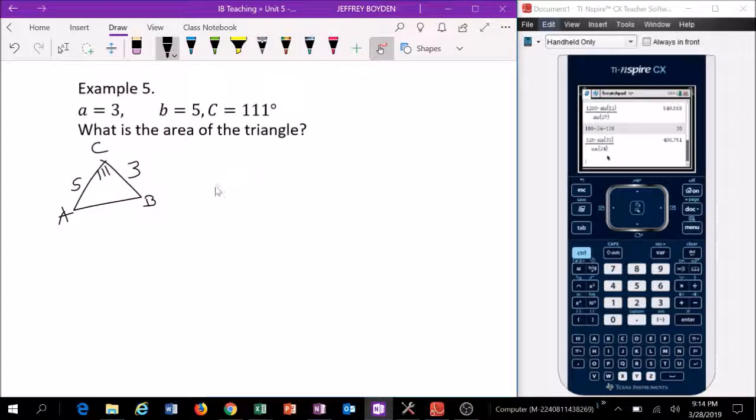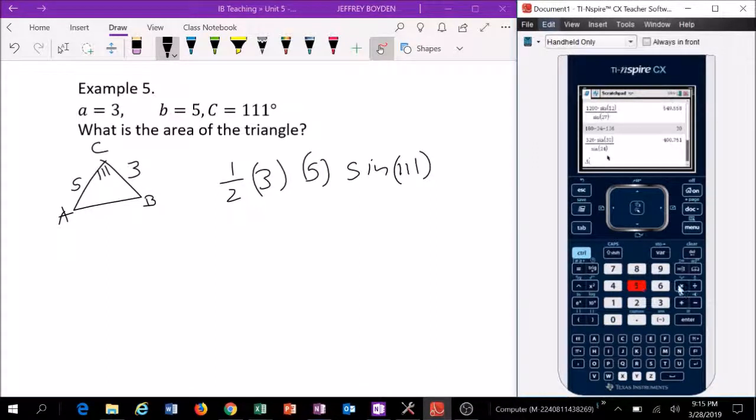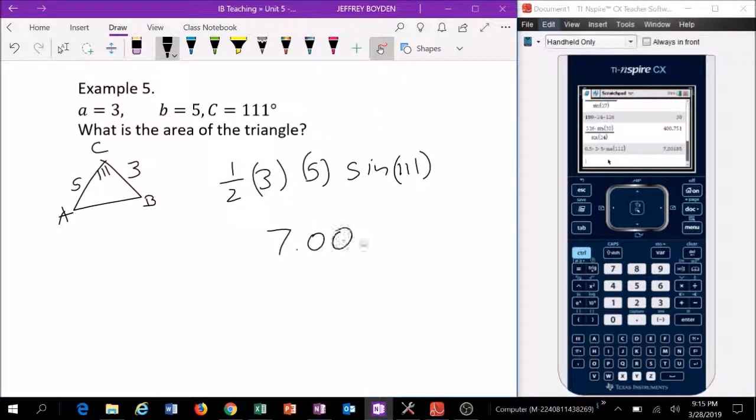So absolutely I can find the area of this triangle. It's 1/2 ab sine C, where C is 111. And from there, I'm not going to do anything fancy. I'm just going to go to the calculator. I'm going to do 0.5 because it's easier to type in, times 3, times 5, times sine 111, enter, 7.00 units squared. Okay, that's the area.